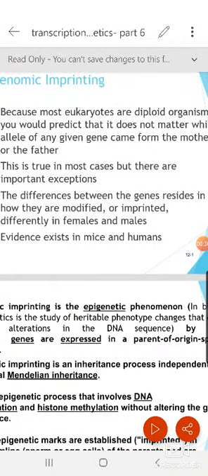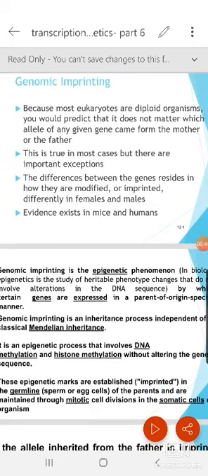For example, we have 23 pairs of chromosomes and there are so many genes. When we talk about a gene, we generally don't mention which copy we are talking about, either the maternal copy or the paternal copy. This is the general scenario. This is true in most cases, but there are important exceptions. The difference between the genes resides in how they are modified or imprinted differently in females and males.